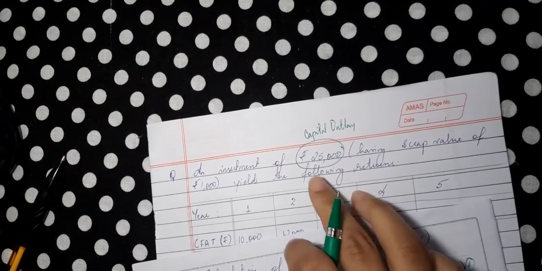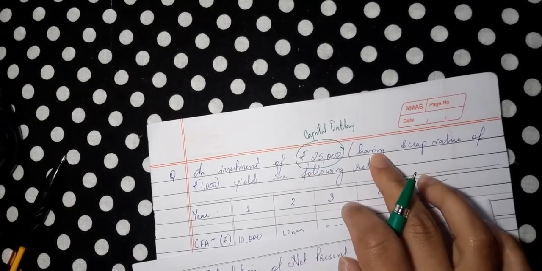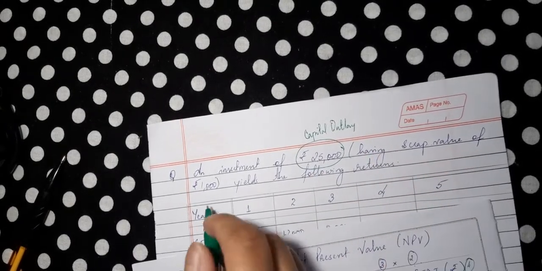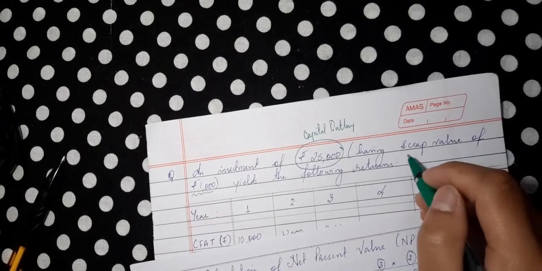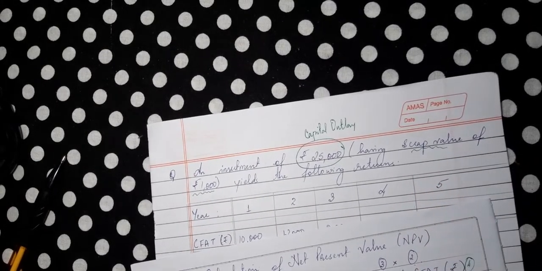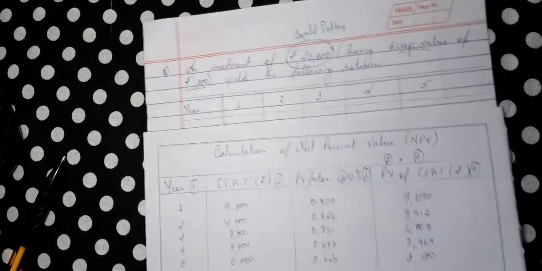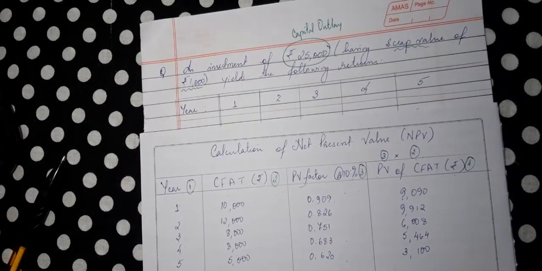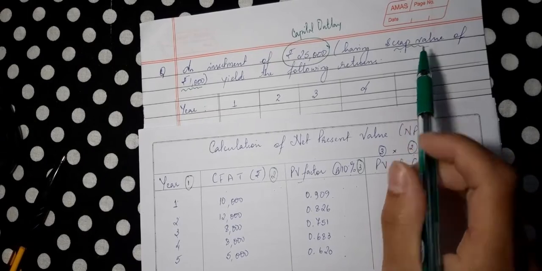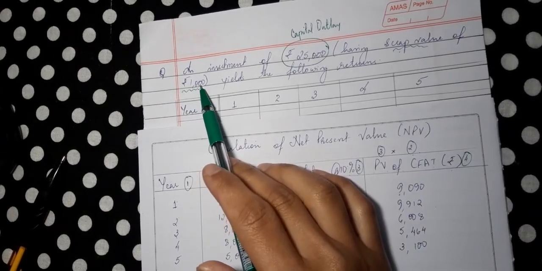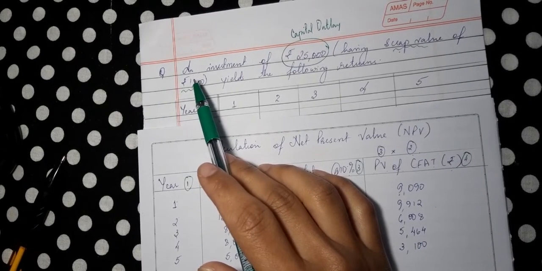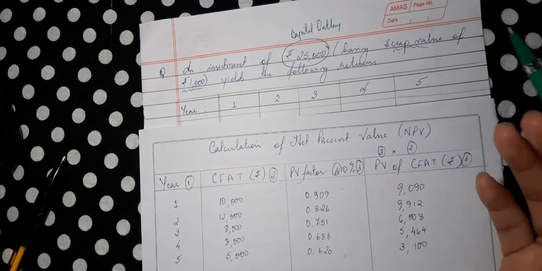Okay, so this 25,000 is capital outlay, and additionally having scrap value of rupees 1,000. Now scrap value, we already know what it means. It refers to the salvage value, or the amount a company gets once it sells off the project after the lifetime of the project. Which means that this rupees 1000 is an amount which we are supposed to be getting only after the project is sold.